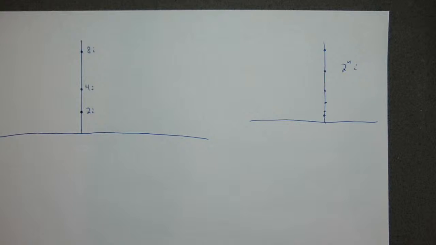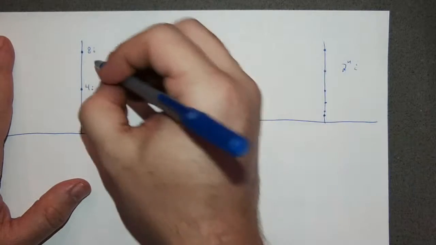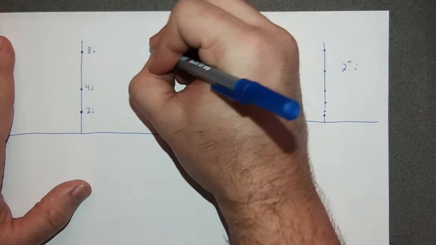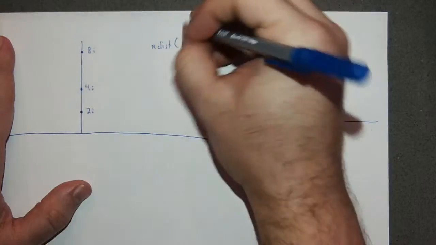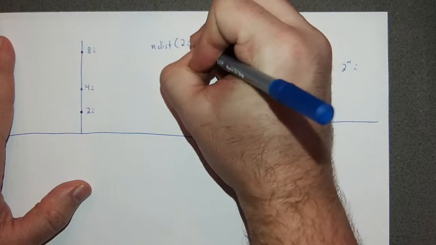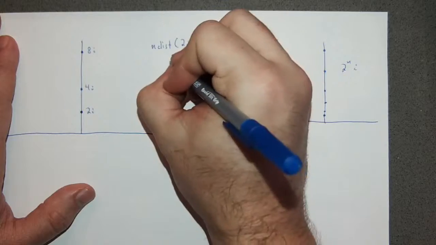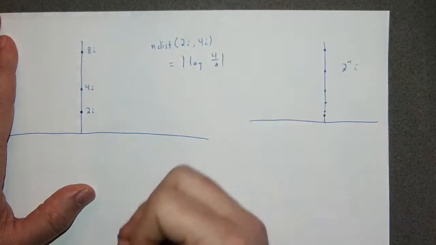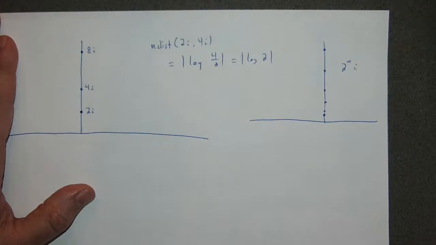Now, what is the funny thing about this? Well, what if I considered, for instance, the distance between 8i and 4i and 4i and 2i? So what is the non-Euclidean distance between, let's do 2i and 4i? Well, this is the absolute value of the log of 4 over 2, which is the absolute value of log of 2. So that's just log 2.